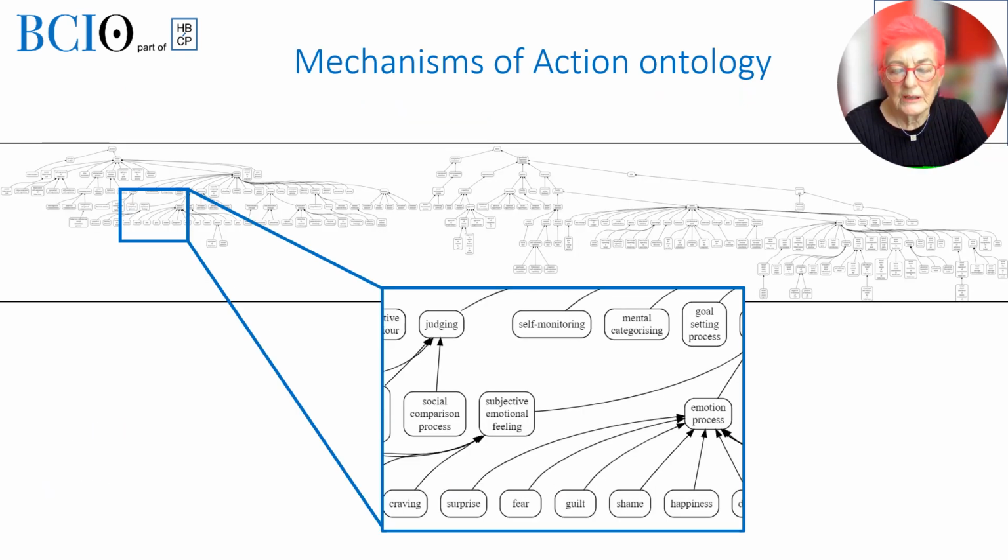This slide gives you an illustration of the mechanism of action ontology. Schematically, you can see the range of it. It has over 260 classes on 7 hierarchical levels. But you also see one piece of that ontology highlighted, showing the emotion process class and the subclasses of craving, surprise, fear, guilt, shame, and happiness.